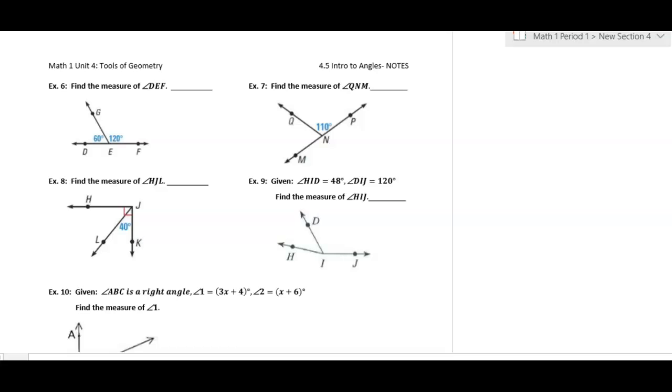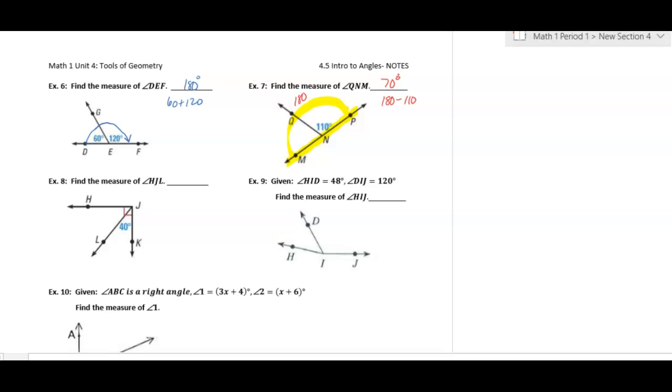So, next one. Find the measure of angle DEF. Well, one, you should notice right away that this is a straight angle, or 60 plus 120 is 180 degrees. Okay, now, example 7, you know right away that this here is a straight angle. So if that's 110, and this whole angle is 180 degrees, I know that I'm going to do 180 minus 110, which is 70 degrees.